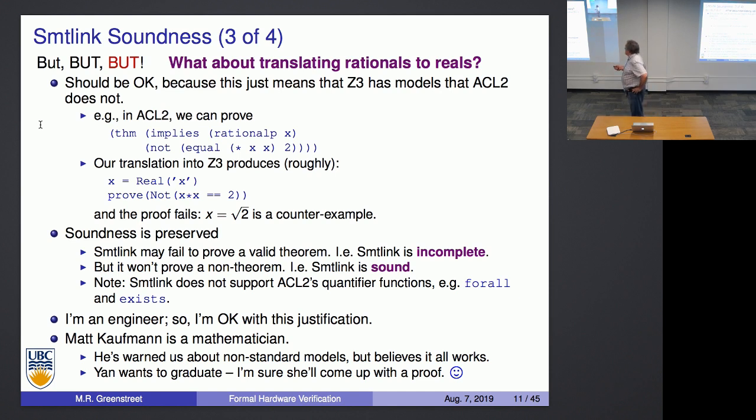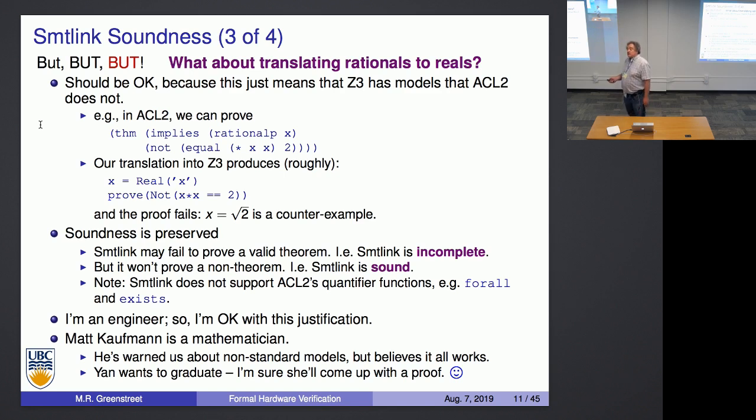Now, our translation into Z3 will convert the rational to a real. It will fail to give this as a counterexample. It's not a valid counterexample. So basically soundness is preserved because in this case the set of possible models in Z3 is a superset of those in ACL2. So we may find a model for a counterexample which isn't a valid model. And that means that Smtlink may fail to prove a valid theorem, so it's incomplete. But we're not going to prove a non-theorem. So in that sense, it's sound.